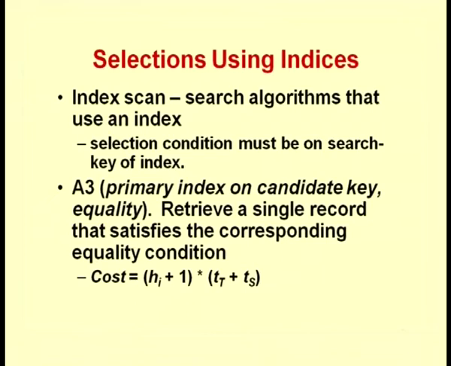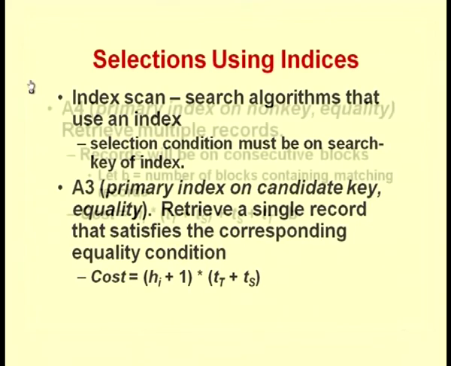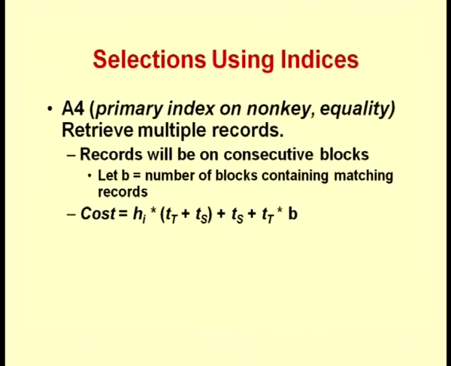Next is the primary index on candidate key equality. This retrieves a single record that satisfies the corresponding equality condition. So, the cost is equal to (HI plus 1) into TT plus TS. Next is the primary index on non-key equality, where you want to retrieve multiple records that will be on consecutive blocks. Let B be the number of blocks containing matching records, then the cost is HI into TT plus TS plus TT into B. So, this is the way that is calculated.